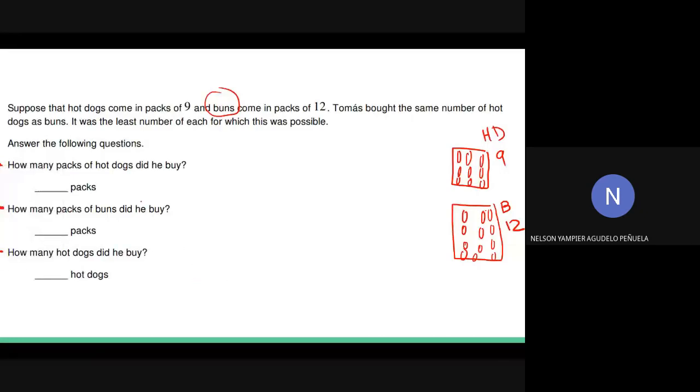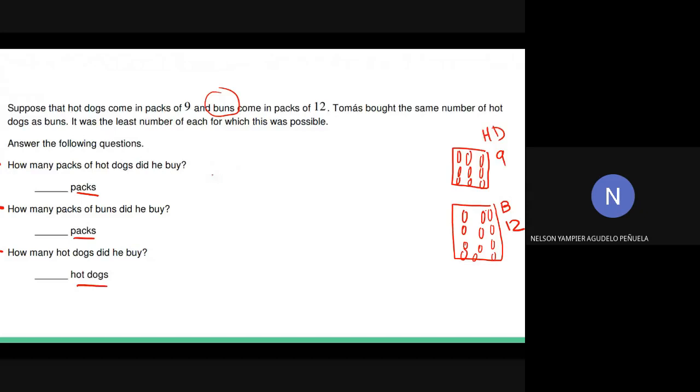So, how many packs of hot dogs did he buy? How many packs of buns did he buy? How many hot dogs did he buy? Okay, this is packs, and this is hot dogs. Okay, so let's try to do it with drawings, and then I will explain what happens and how we can use the knowledge that we learned yesterday.